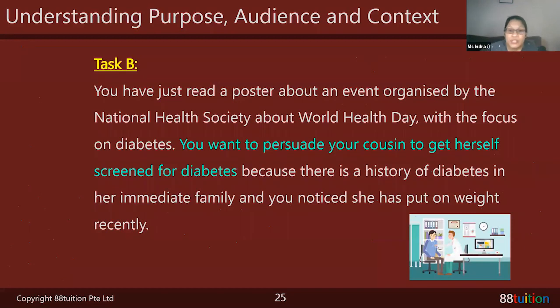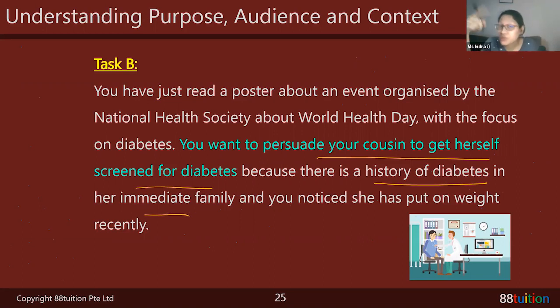You have just read a poster about an event organized, okay, with the focus on diabetes. So you want to persuade your cousin to get herself screened for diabetes because there is a history of diabetes. Now, this is very serious, okay? When you have a history of diabetes in your family, right? For those of you who do biology, you know that there's a higher chance of you actually getting it, especially through genetics, right? Okay, and you notice she has put on some weight recently, so it's basically our concern, right?